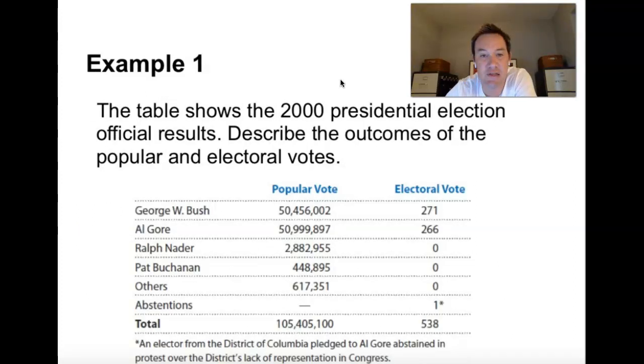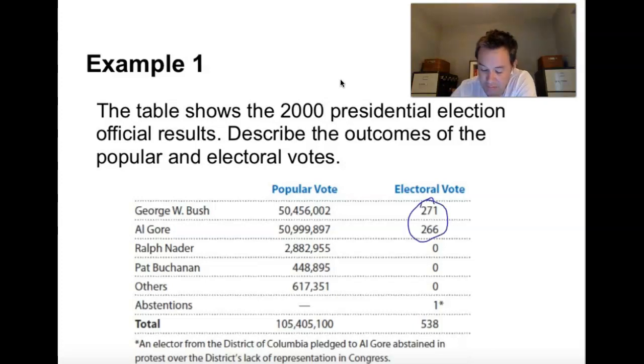All right, so let's look at an example. These are the results of the 2000 presidential election, where we had George W. Bush versus Al Gore versus Ralph Nader versus Pat Buchanan. And these were just some third-party candidates you may or may not have heard of. And we're just going to analyze this table.